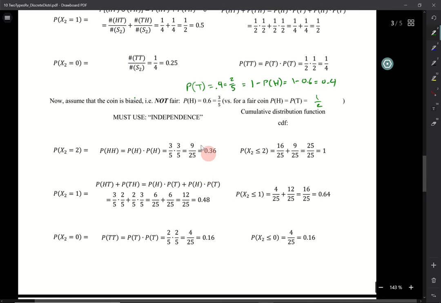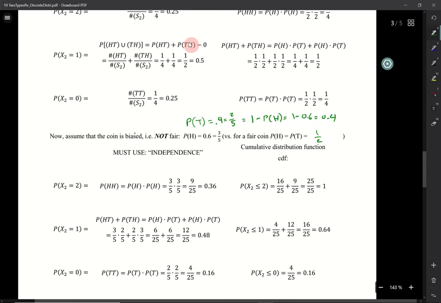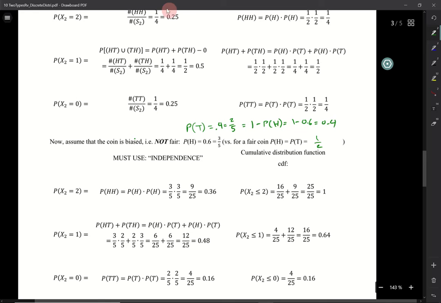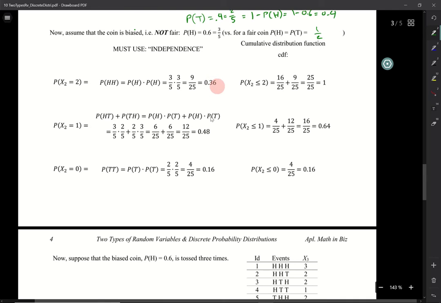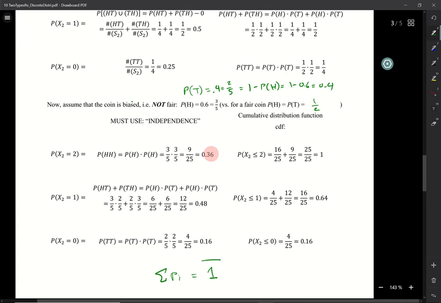But it's important to remember that everything sums to 1, right? So 0.25 plus 0.5 plus 0.25 is 1. If you have 0.36 and 0.16 and 0.48, they all come up to 1. So the grand sum of all of these probabilities is equal to 1.